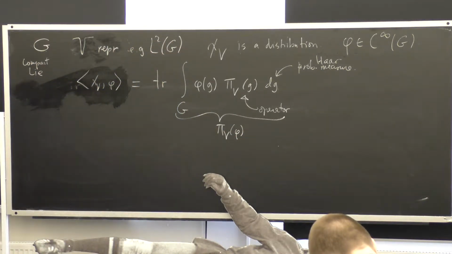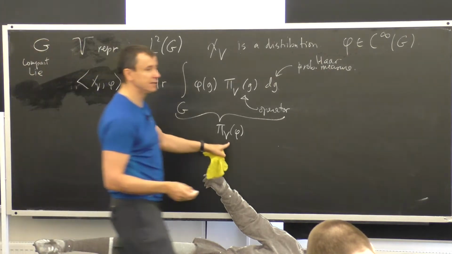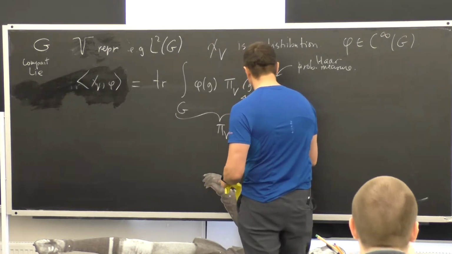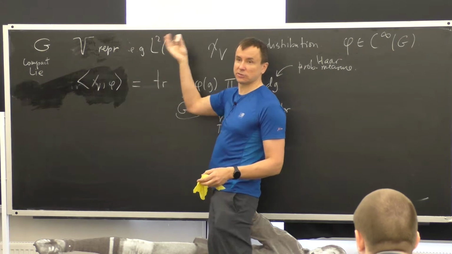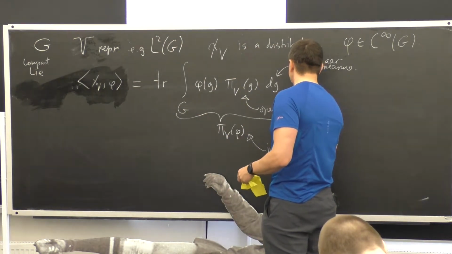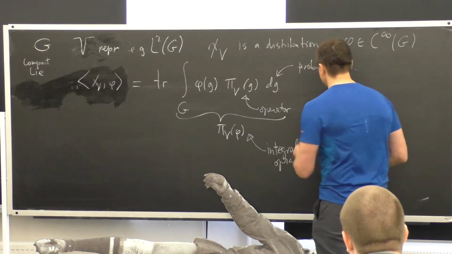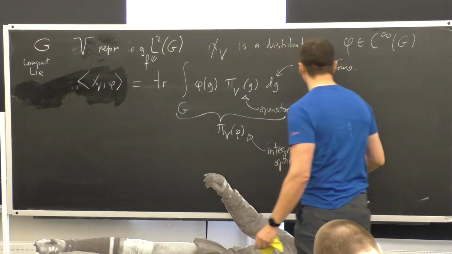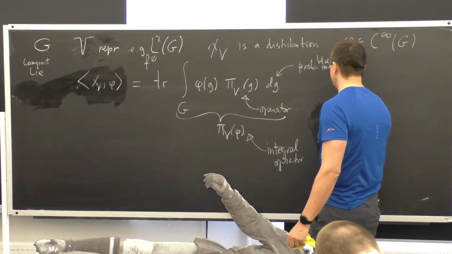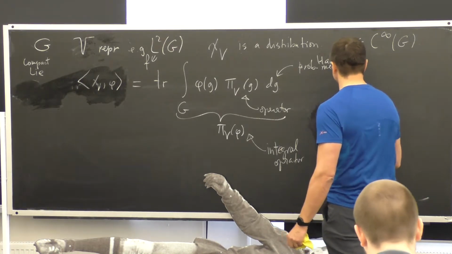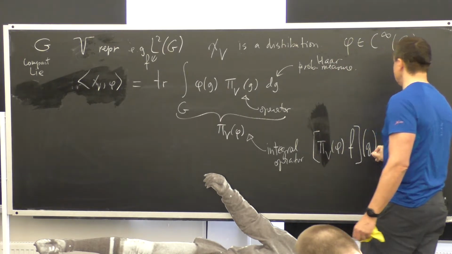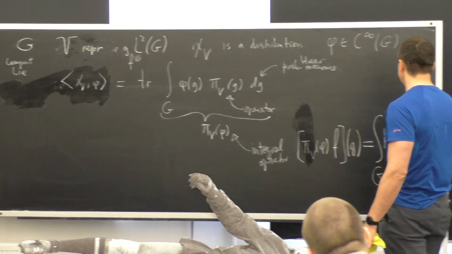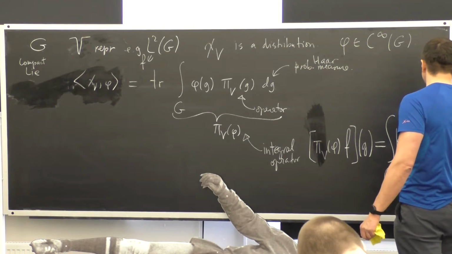Makes sense? So what is this operator in the regular representation? In the regular representation, you just act by translations on the group, so it's an integral operator. That is to say, you have a function f, you apply P_V of phi to the function f, and you get a function. We want to compute it at some point g. That's an integral over the group G with some kernel k(g,h) f(h) dh.